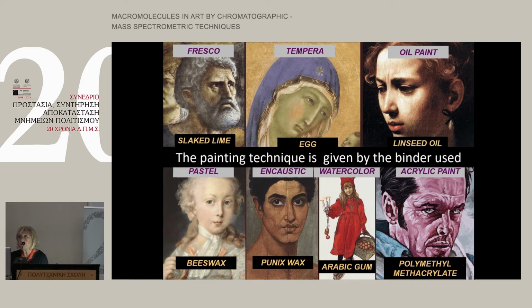So, for instance, if we have a tempera technique, we have to think about egg or milk or glue. And an oil painting in the past generally was made with linseed oil, so we define the technique as an oil painting and so on.